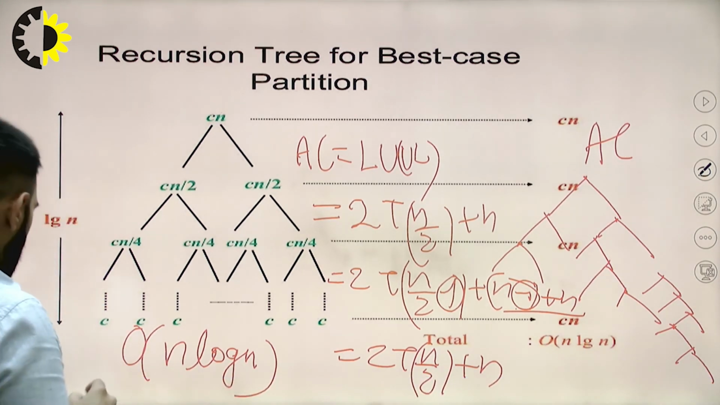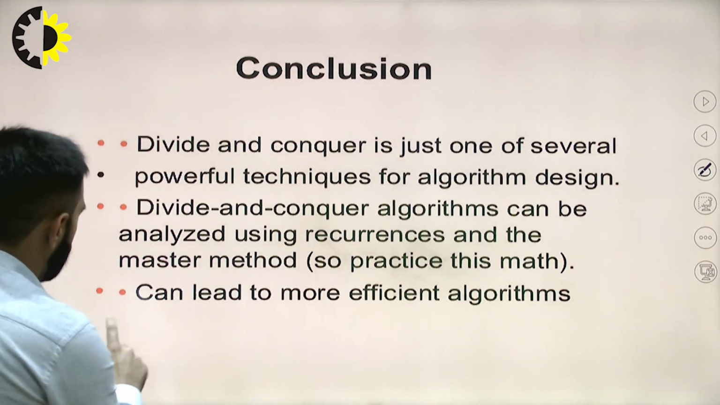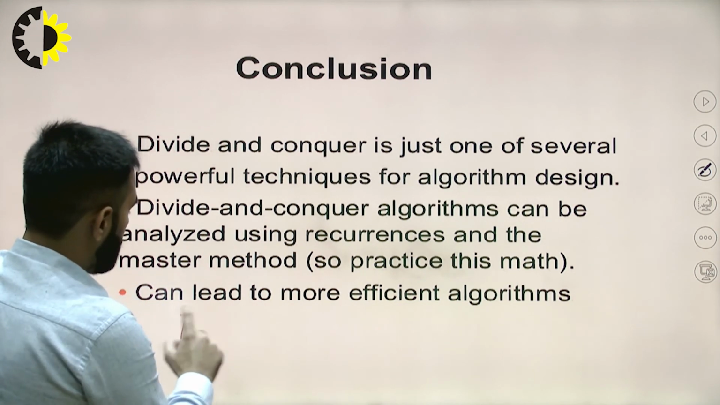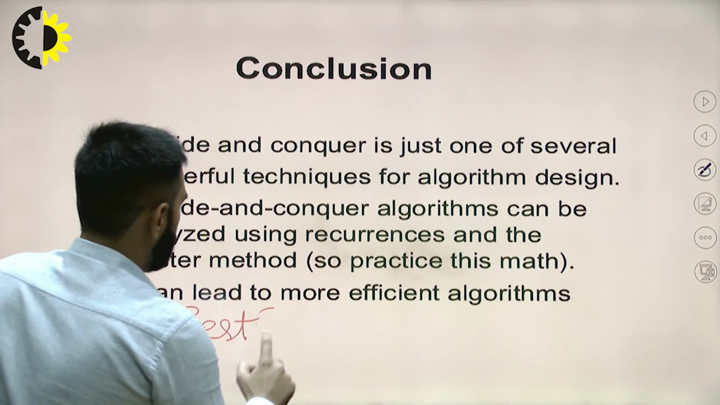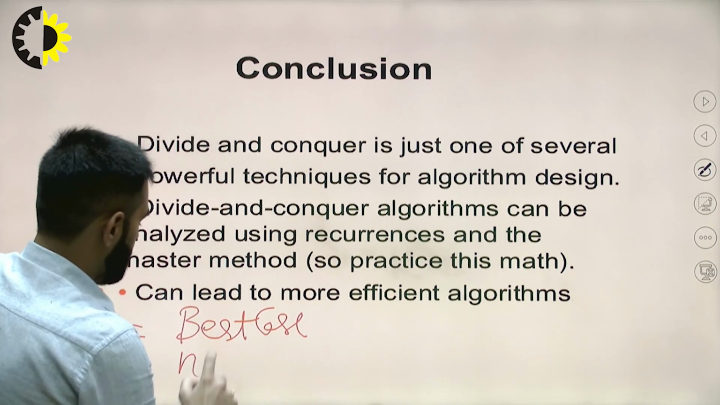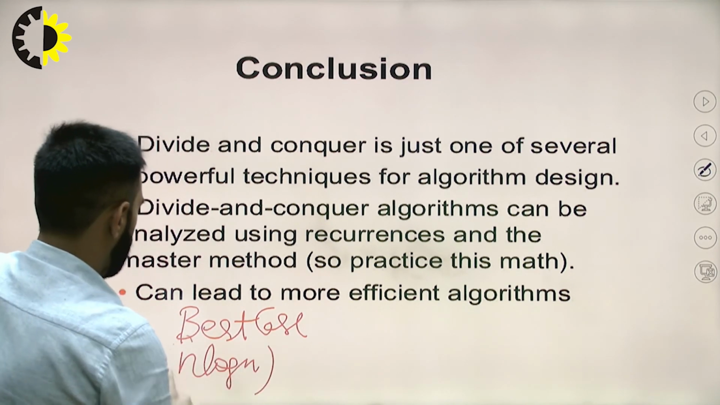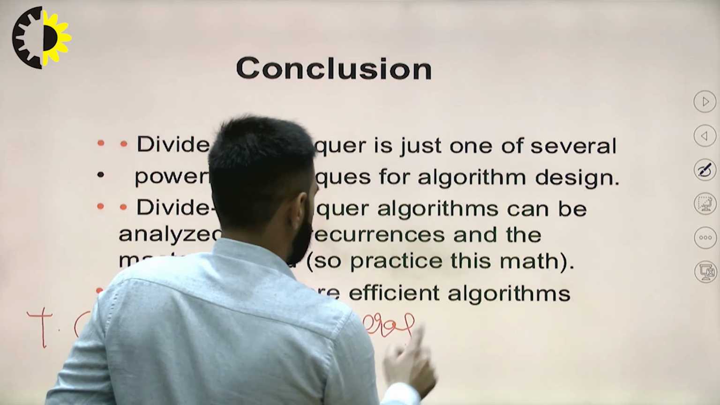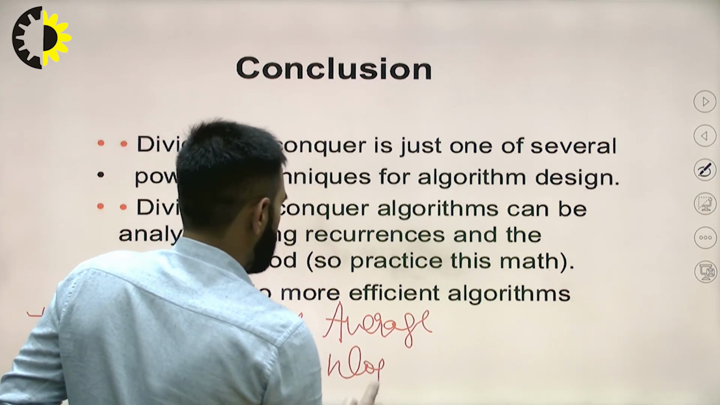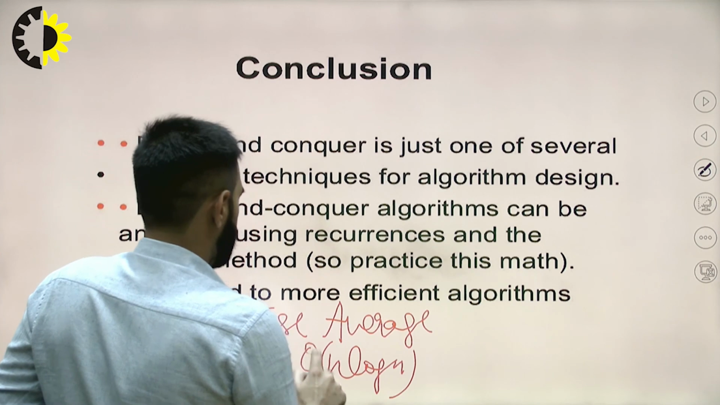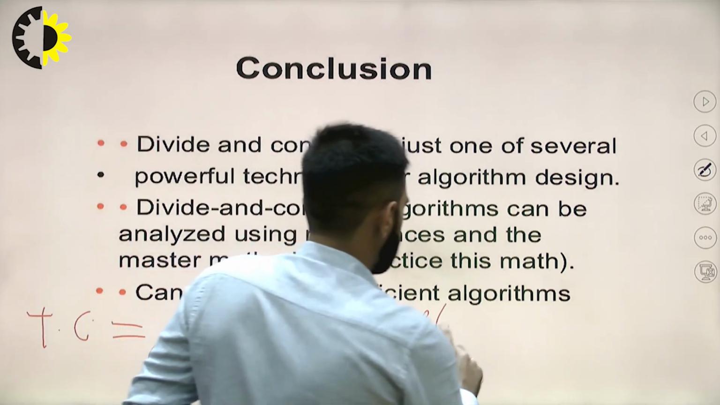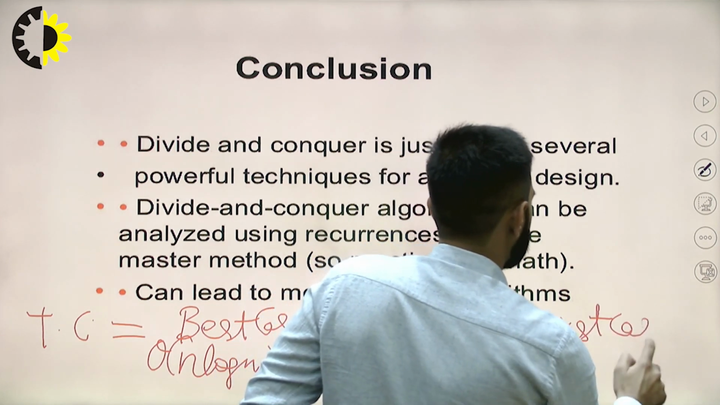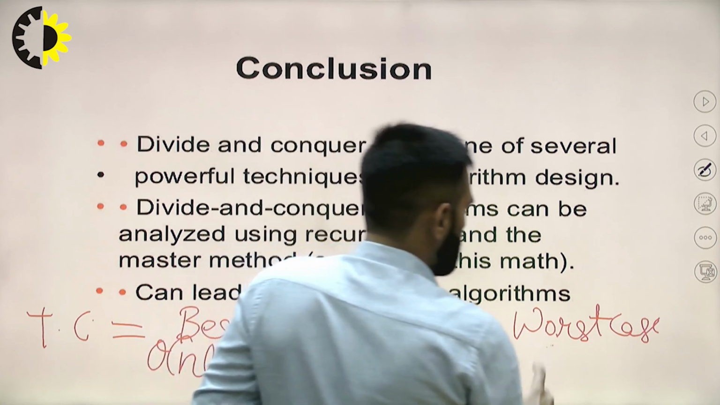So now let us conclude this part. The time complexity for the best case is n log n. For the average case, it is n log n. For the worst case, what is it? It is big O of n square.